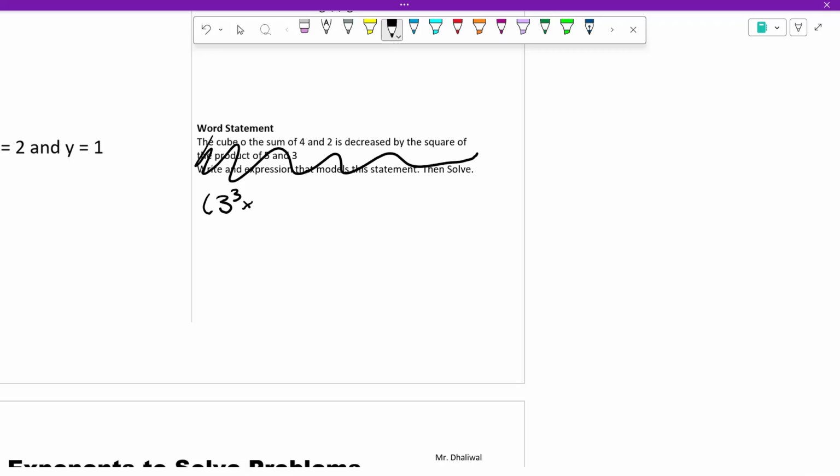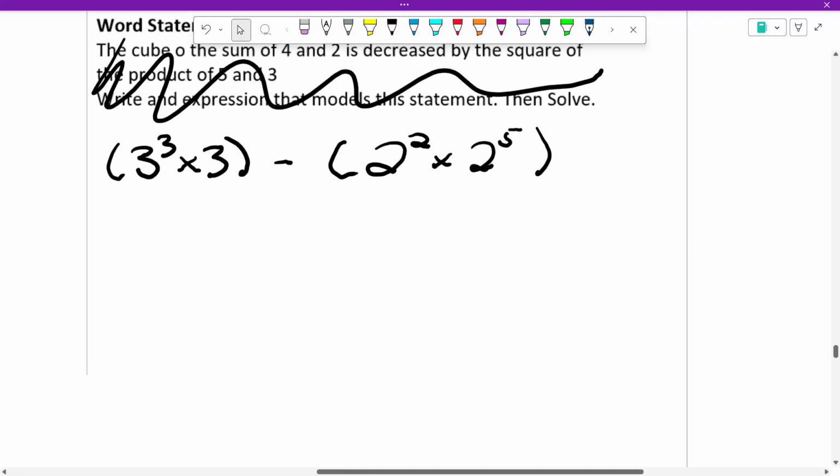3 cubed times 3 minus 2 squared times 2 to the 5th. Okay. Evaluate. Sorry, I had to see the first. All right. Split it. Where do we split it? So, minus sign right here. So we break it up into 2 parts.